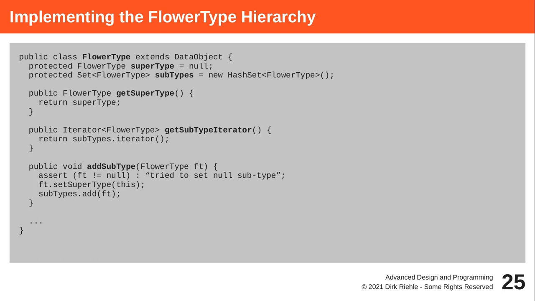How would you implement it? This is pointing towards your upcoming homework. Well, you would have the flower type class define a reference to its supertype, define a collection of its subtypes, and then have the appropriate methods to add a subtype, change the supertype, and so forth. It's a pretty straightforward composite or tree structure implementation that by now you should have seen many times, just applied to different examples.